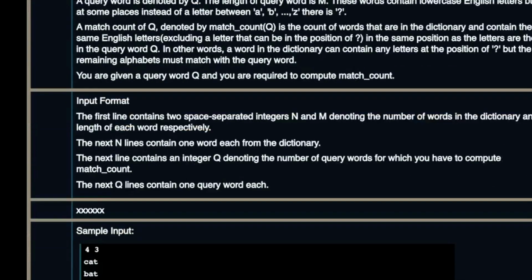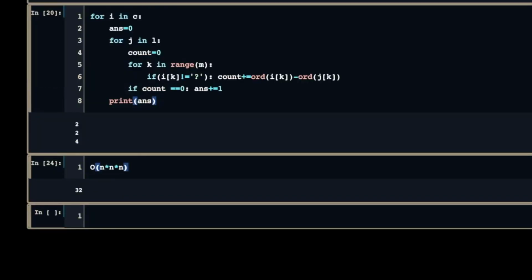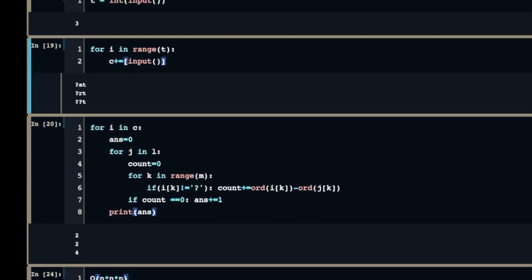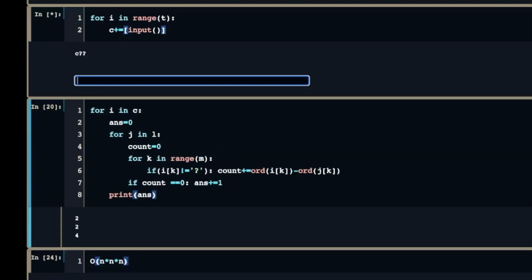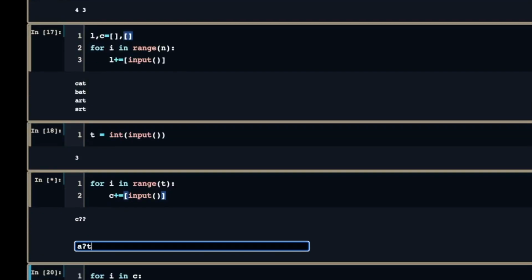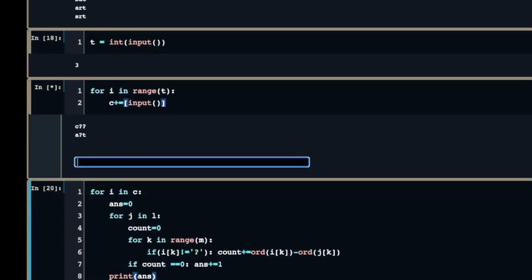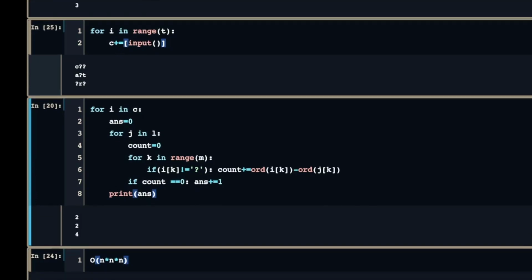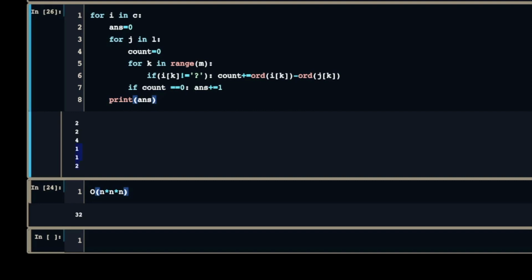So we'll try with another input. Question mark C question mark. There should be only one. So we'll try C question mark. Tell me another word. A question mark T. There should be only one word. And question mark R question mark. Yeah, then let's see the answer. So disregard this, it's printing the answers again. So 1, 1, 2.